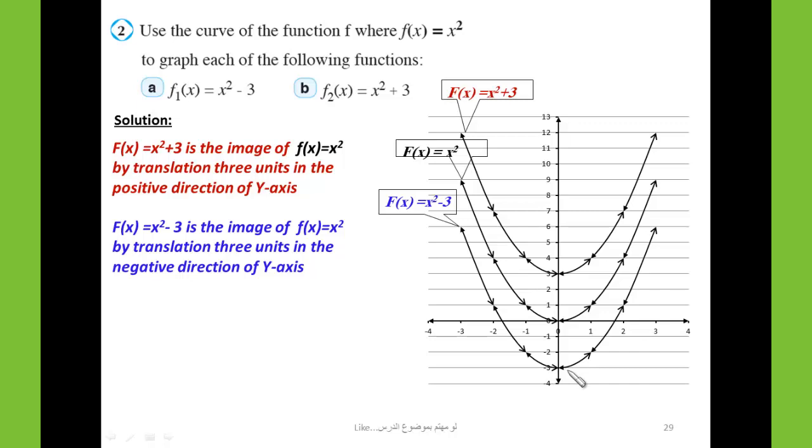The curve of f of x equals x squared minus 3 passes through the point (0, negative 3). The curve of f of x equals x squared passes through the point (0, 0). And the curve of the function f of x equals x squared plus 3 passes through the point (0, 3).